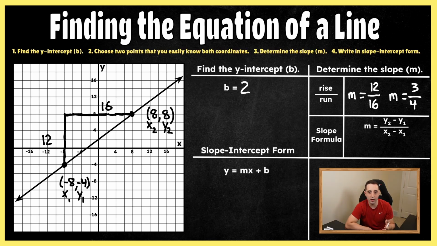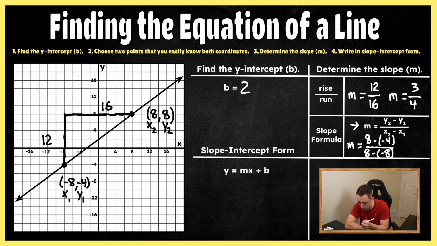The only thing you don't want to do is put x1 with y2, because then you're not going to get 3/4 back like we should. Now that they're labeled, let's plug it into our slope formula, which I wrote right here in case you don't know. It's slope equals y2 minus y1, your vertical change, or what our rise was. So that's going to be 8 minus -4, all over our horizontal change, or our run, which was 8 minus -8.